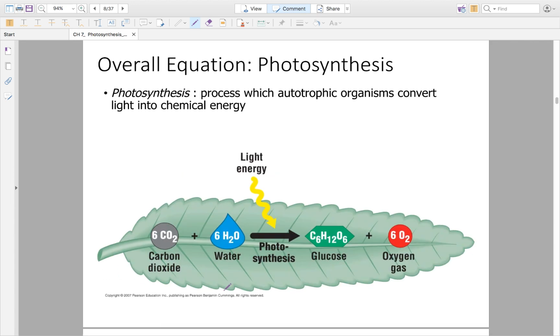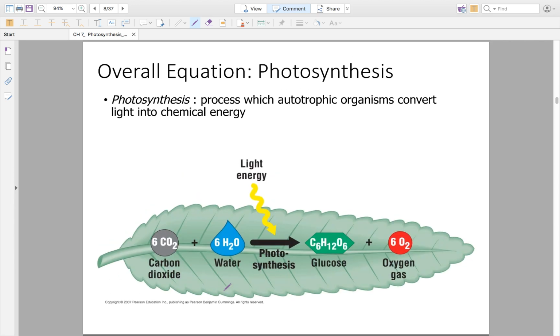Now, remember the overall equation of photosynthesis tells us quite a bit. Okay, for photosynthesis to occur, we need 6 carbon dioxide plus 6 water plus light energy. And what is made here? 1 glucose, and remember the formula for glucose, C6H12O6, okay, plus 6 oxygen gas.